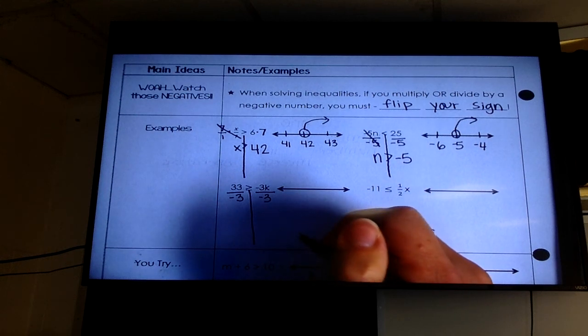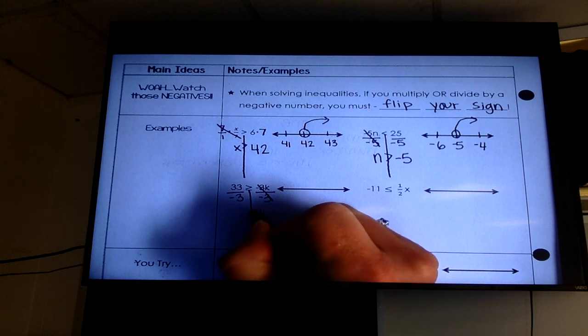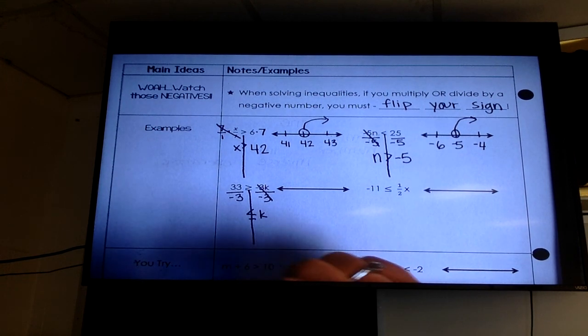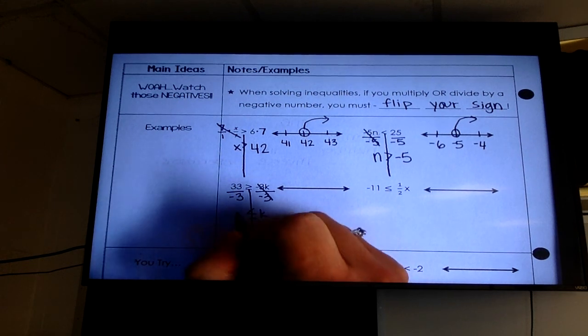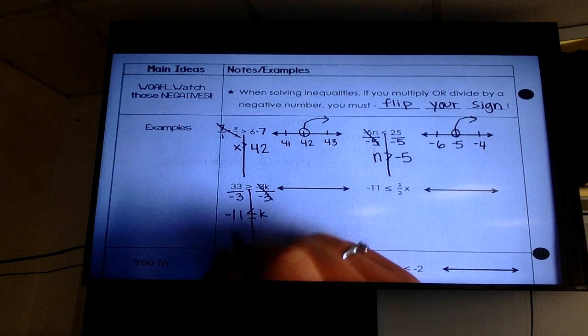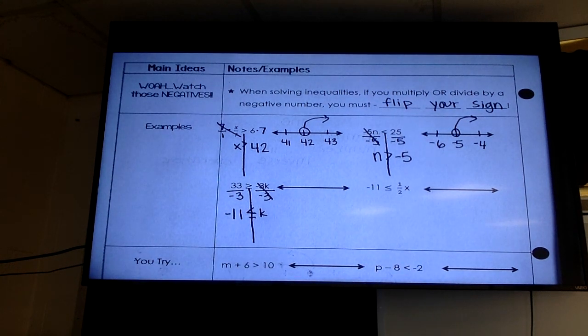Wait, what did I say? I said I'm dividing by a negative? Remember, when I divide by a negative, I have to switch my sign. So I'm going to flip it around. 33 divided by 3 is 11. And a positive divided by a negative is a negative. So I know negative 11 is less than or equal to k.